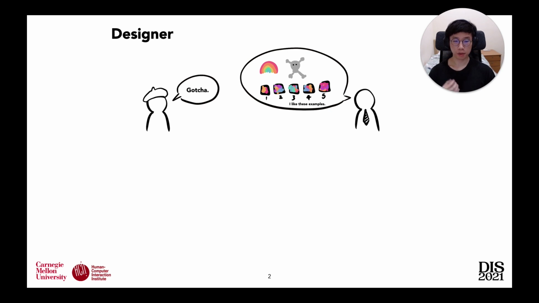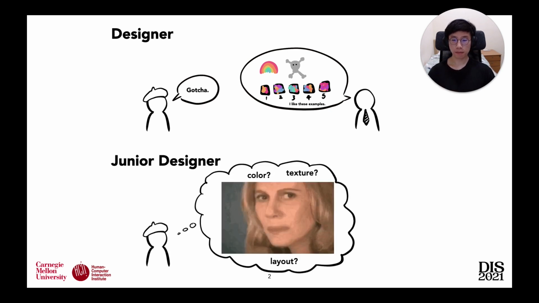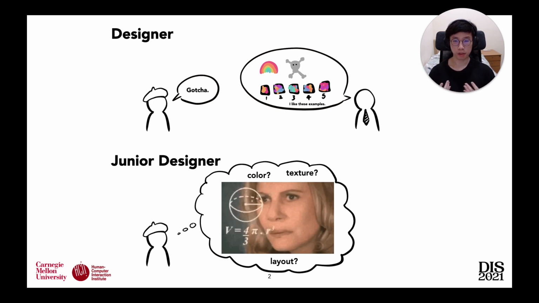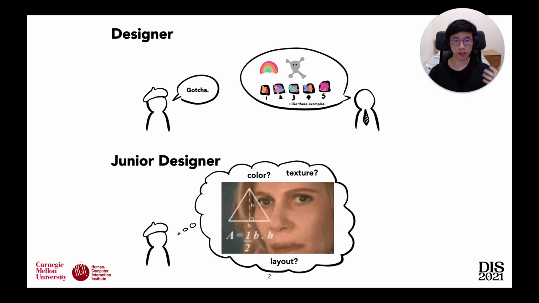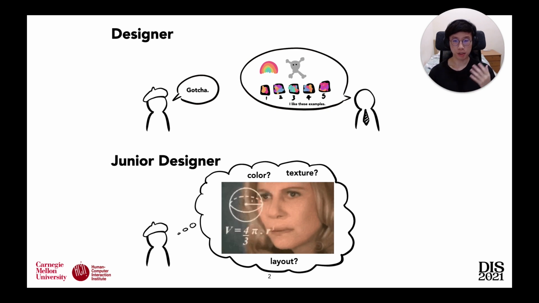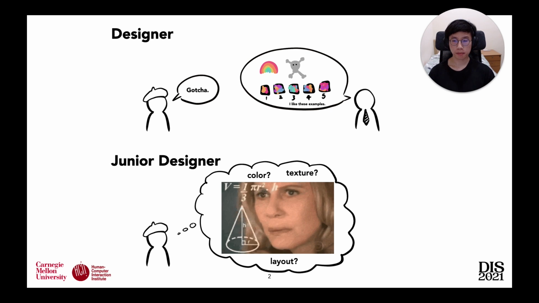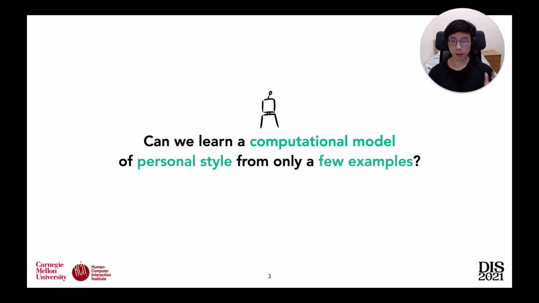However, especially for junior designers, recognizing a common pattern among many intertwining variables such as color, texture, and layout, and synthesizing them into a composite style preference can be challenging. In this paper, we ask, can we learn a computational model of personal style from only a few examples?